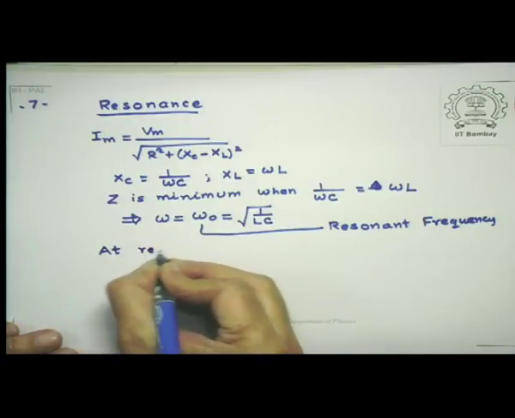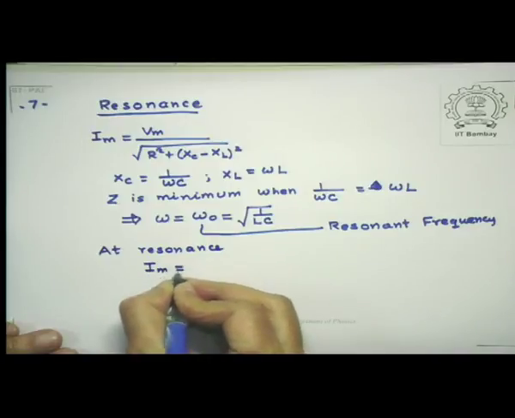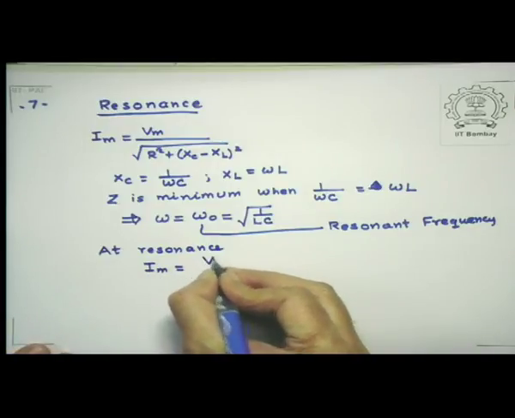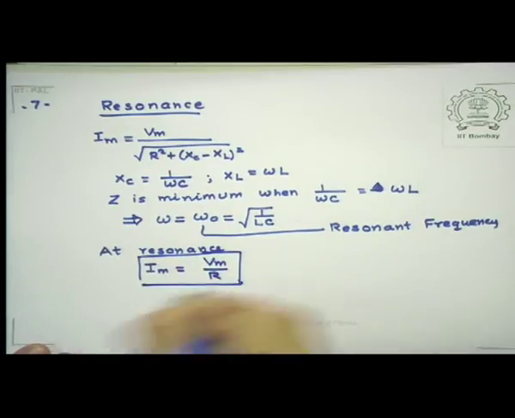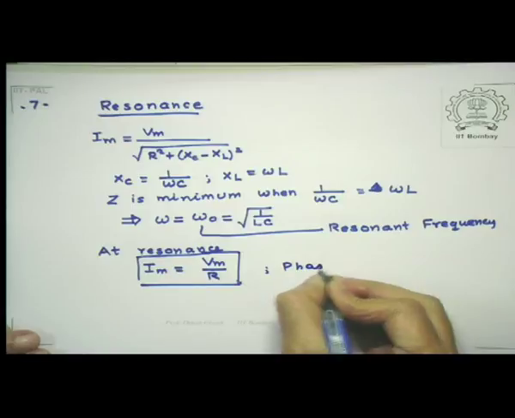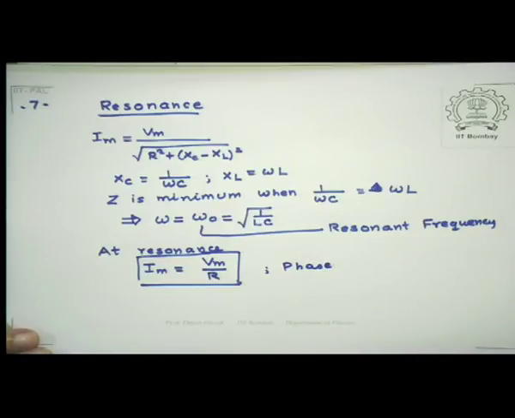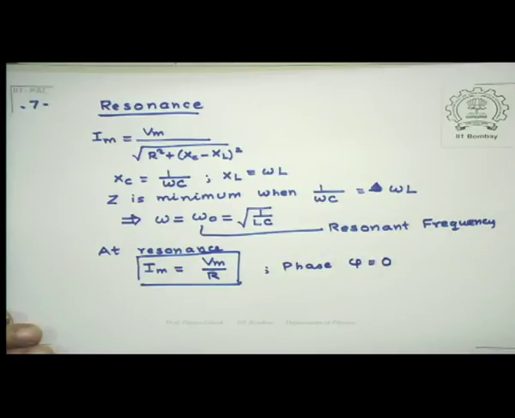And at resonance, my current becomes maximum and its value becomes Vm divided by R. And the phase, remember we said that tan phi is xc minus xl divided by R, phase phi becomes equal to 0. Phase phi becoming equal to 0 means that the current is in phase with the supply. So, let us look at what it implies.